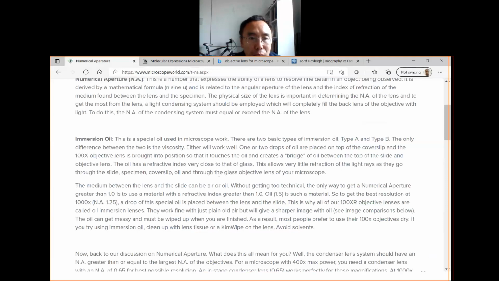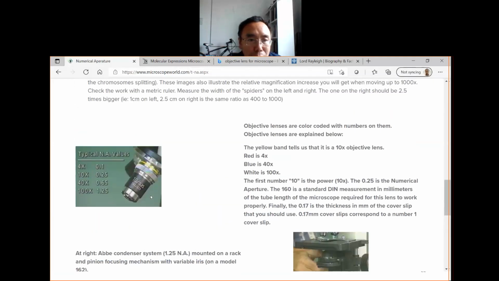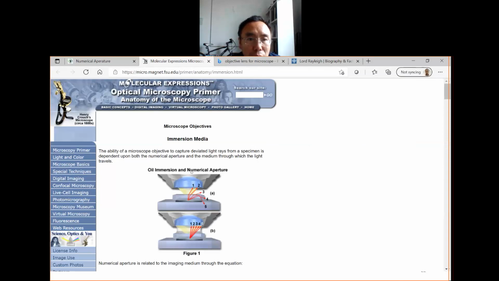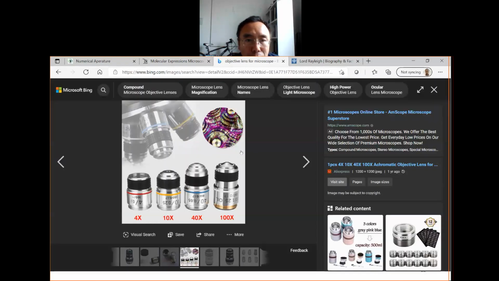Now here's the numerical aperture. If I buy an optical microscope, I will buy the objective lens for the optical microscope. You see, we have the numbers here. This one is 4x, numerical aperture 0.1. Then numerical aperture 0.25, 0.65, and 1.25. But here you see the word oil. When you use oil, you can have a numerical aperture higher than 1, because the index n is higher than 1.